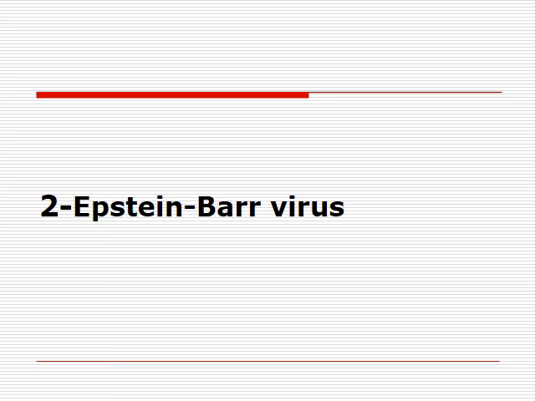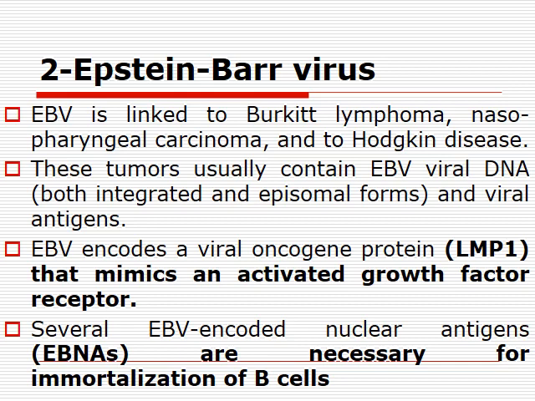Epstein-Barr virus. EBV is linked to Burkitt lymphoma and nasopharyngeal carcinoma, and also to Hodgkin's disease. These tumors usually contain EBV viral DNA, both in integrated and episomal form. By the way, EBV is the first human oncogenic virus discovered, in the 50s, I think so.